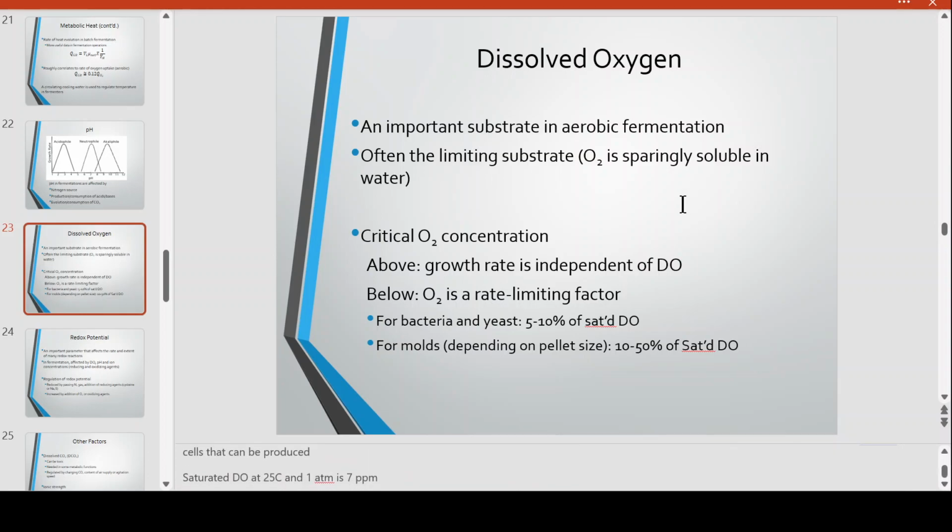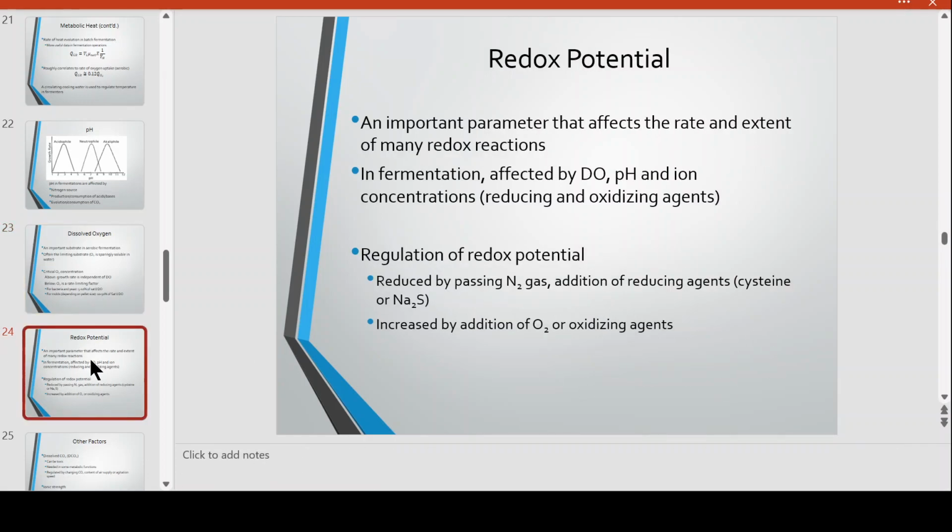Now, the typical value for saturated dissolved oxygen at 25 degrees Celsius is 7 ppm. The requirements for some bacteria and yeast are at around 5 to 10% of saturated DO. That is the critical. Above the critical, the growth rate is not affected by DO, but below the critical, oxygen is now a rate limiting factor. And then the molds, which depend on the pellet size. Again, there is an issue here of the diffusion of oxygen. That's around 10 to 50% of the saturated DO.